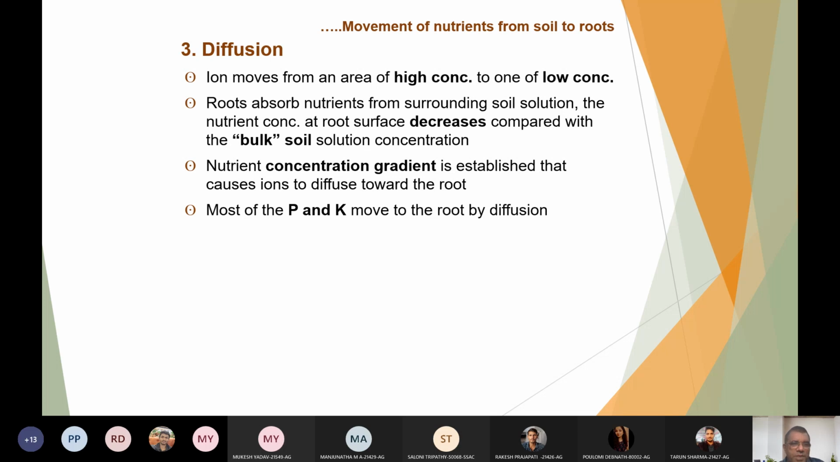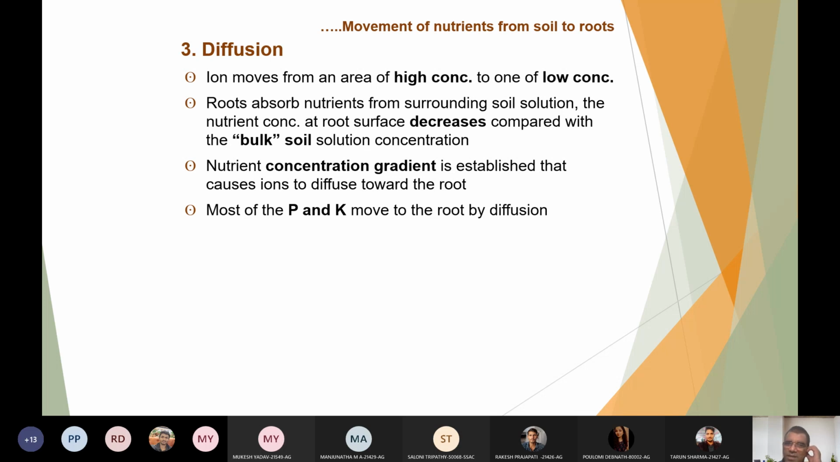So roots absorb nutrients from the surrounding soil solution. The nutrient concentration at the root surface decreases compared with the bulk soil solution concentration. It is very simple. A nutrient concentration gradient is established that causes ions to diffuse towards the root, because the nutrients near the plant roots will be taken up by the plant, and then there will be less concentration of that nutrient.